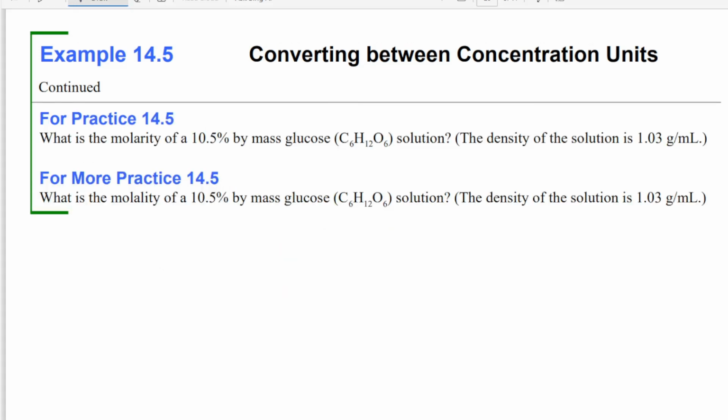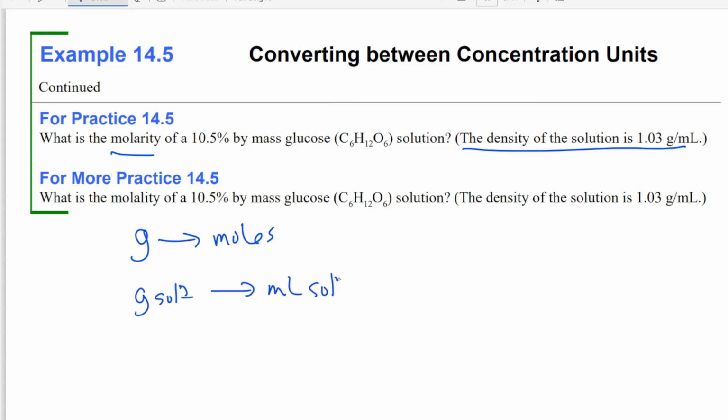Next, we'll get some practice by working the 4 practice and 4 more practice problems associated with 14.5. What is the molarity of a 10.5% by mass glucose solution? The density of the solution is 1.03 grams per milliliter. So we're going to convert grams of solute to moles of solute, and then convert grams of solution to milliliters of solution to liters of solution. So let's go ahead and get started.